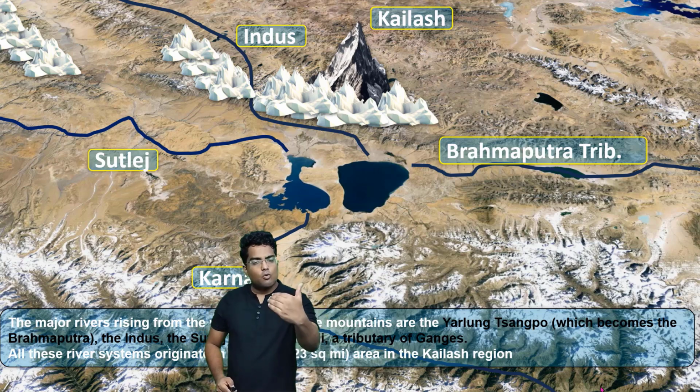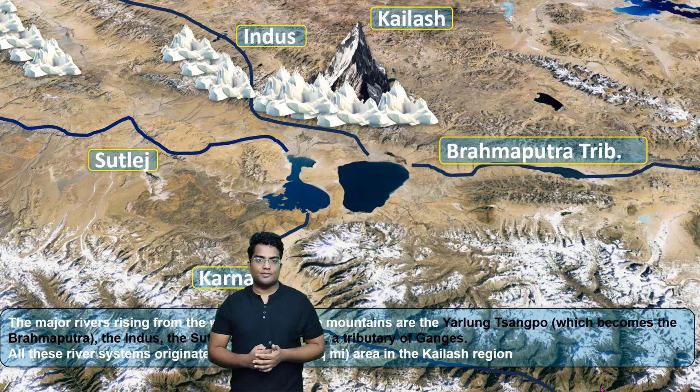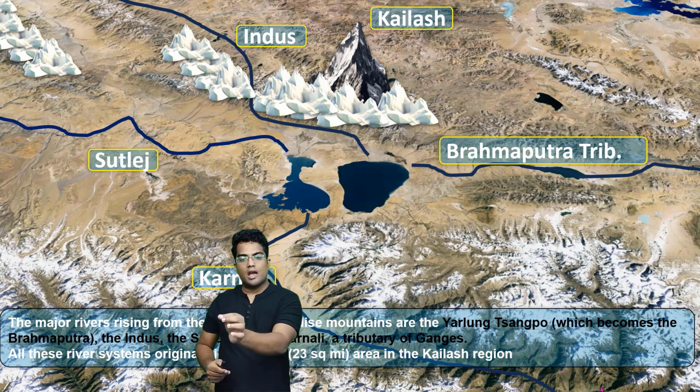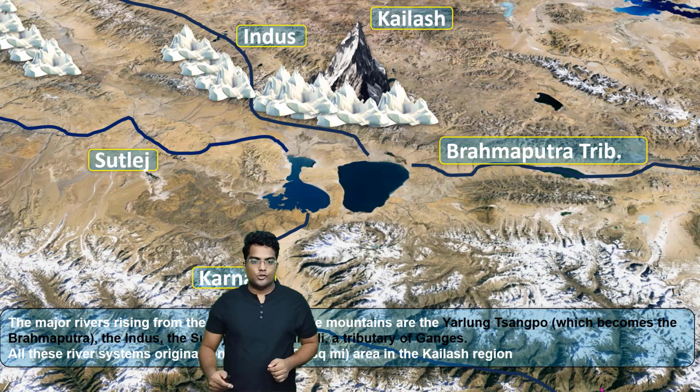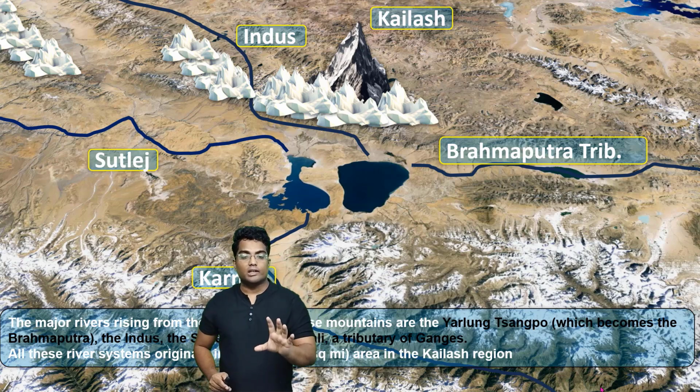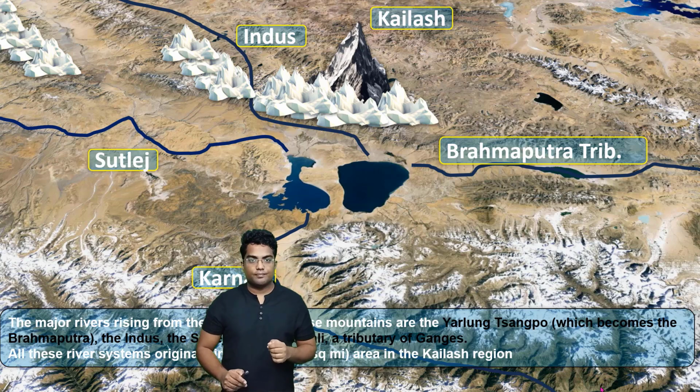Just type what is the tallest mountain in Kailash range. Okay, so that's the Kailash mountain. In the Kailash range, you have the Indus River, the Satluj River, the Karnali River, and the Yarlung Sangpo, which is the Brahmaputra's tributary. So big rivers originate from this particular place. We will look into detail where they originate.